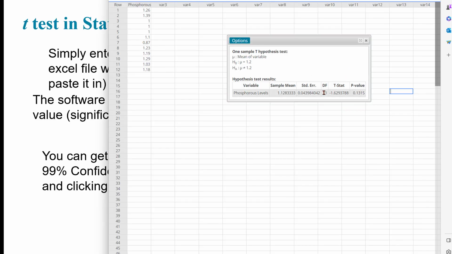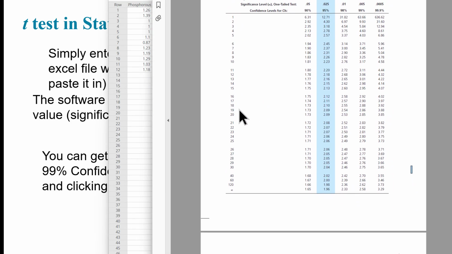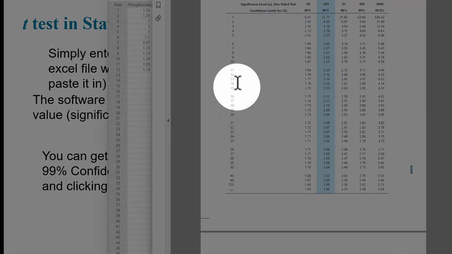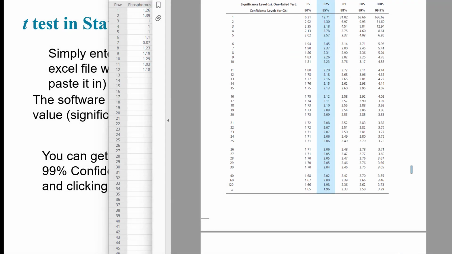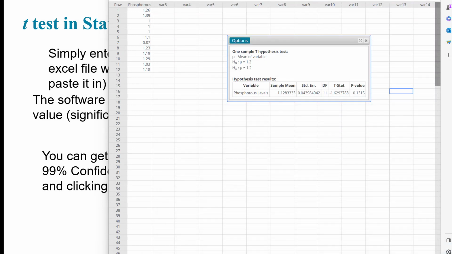Here is our degrees of freedom, which is n-1, right? We have 12 people in our study, and 12 minus 1 is 11. Here's the calculated t-stat, and our p-value of 0.13. If we look at the test statistic in the chart, back to our table, and we take the absolute value of the test statistic with 11 degrees of freedom, our critical value is 2.2. The absolute value of our test statistic is not greater than 2.2, and this also tells us it's not a significant result.